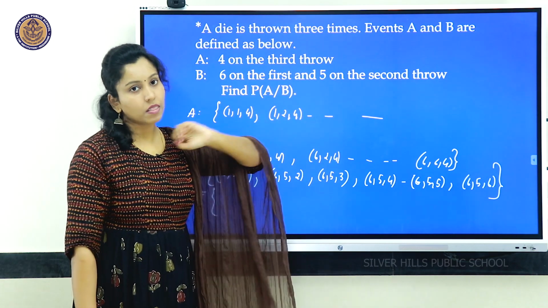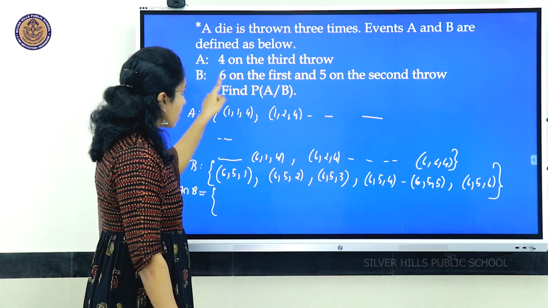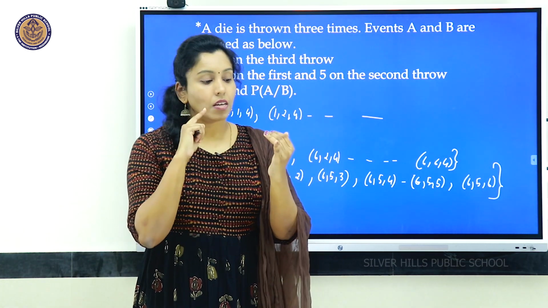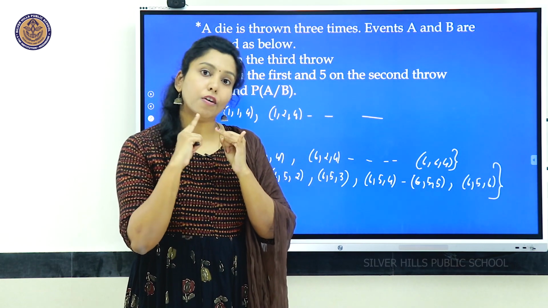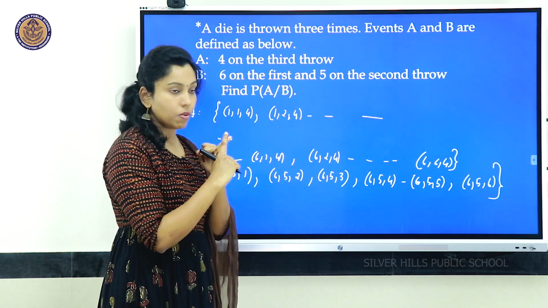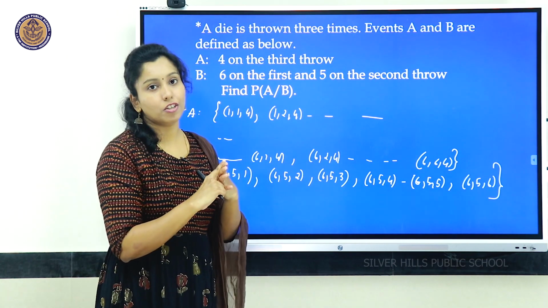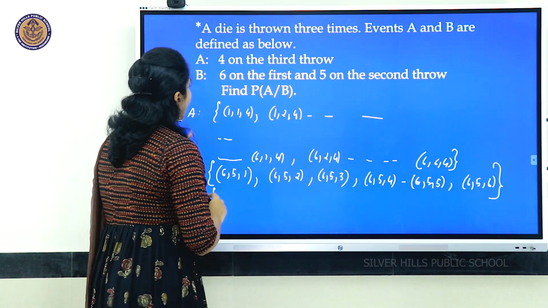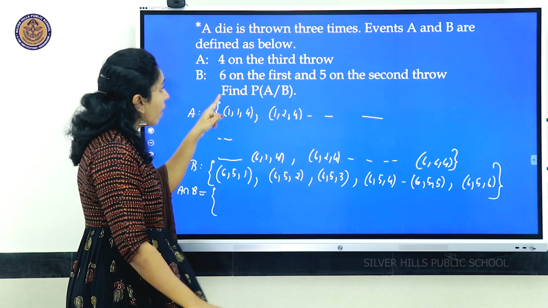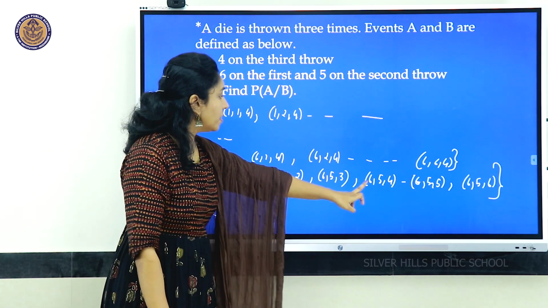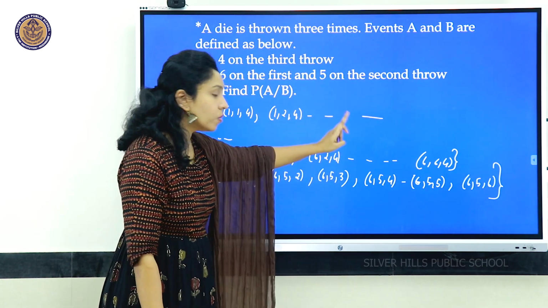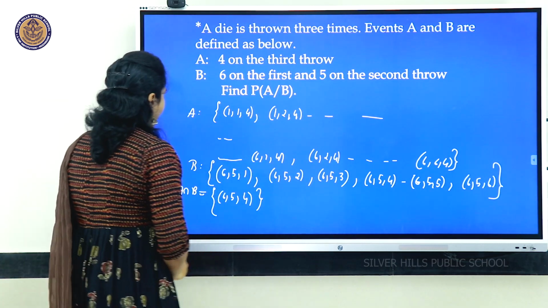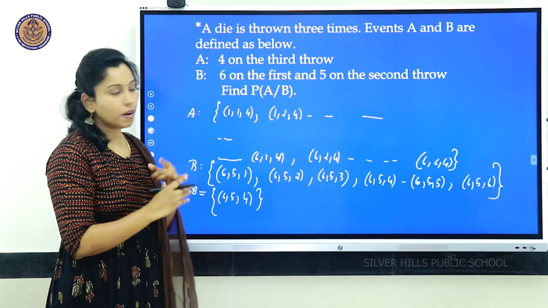4 must be present on the third throw, and what is B? 6 on the first, 5 on the second. So, when we read it together, what is it? 6 should come on the first throw, 5 on the second throw, and 4 on the third throw. So, how many members will be there? Just one member, right? And which is that member? That is 6 on the first throw, 5 on the second, and 4. So, it will be 6, 5, 4. This is a member common to these two. So, I will write 6, 5, 4. So, A intersection B has just one single member.